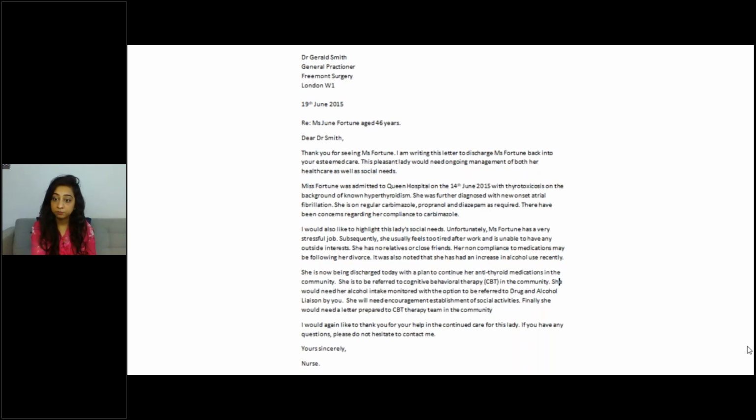Sheila has asked, can we start this letter as a refer back into your care? I would not advise using the term refer, because this is actually a discharge letter. Referral means that a patient is your patient, but you want a specialist opinion. So I would rather say that you write a discharge letter rather than refer back.